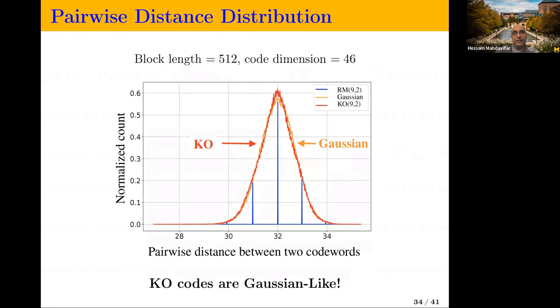Okay, so that's nice. The other very surprising property of KO codes is that they're almost Gaussian-like when we look at the pairwise distances between codewords. Okay, so in general, when we look at linear codes, one important characteristic is their weight distribution, which tells us the distribution of the pairwise distances between the codewords. So for Reed-Muller, it's pretty discrete. There are only four values that it can take. Well, I think five values. But for KO codes, because these are nonlinear codes over real numbers, they somehow follow the Gaussian distribution, which is very nice. I mean, we know that Gaussian codebooks are the best ones for AWGN, but we cannot construct them, because, we can, but we cannot decode them. But here, we have Gaussian-like codes that we can also decode efficiently. Okay, so that's very interesting.